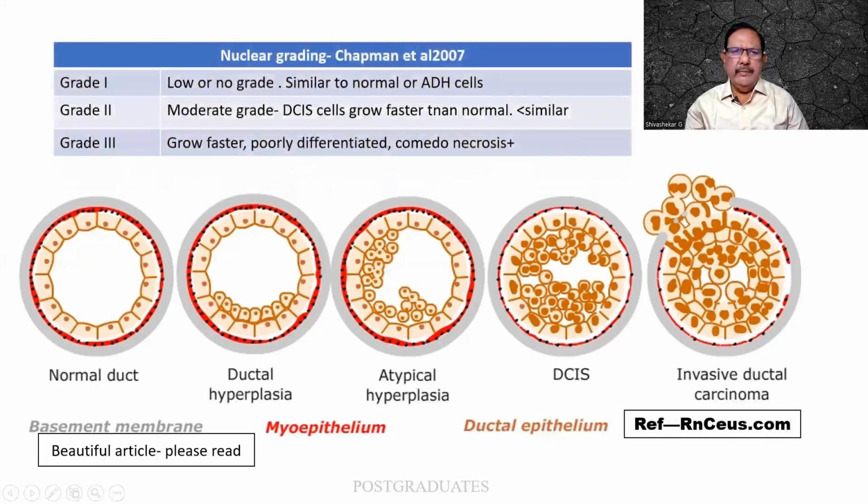And there is a grading. It can be low grade, or grade 2, which is moderate, or grade 3, which is faster, poorly differentiated. There can be features of comedonecrosis. So these things by Chapman et al., I would like you people to read. This is one of the references I have quoted at the end of the class.